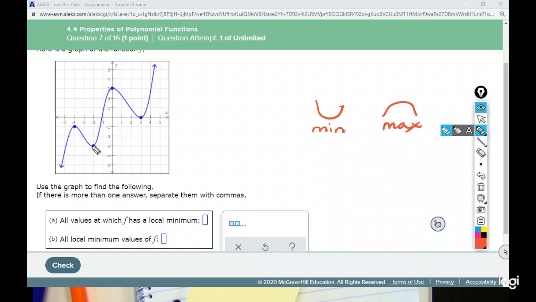So we're going to be talking here and here, right? So what are my x values for those minimums? -3 and 3. -2 and 3. All local minimum values of f. So what are my y values for those? -3 and 0. Questions on that one?